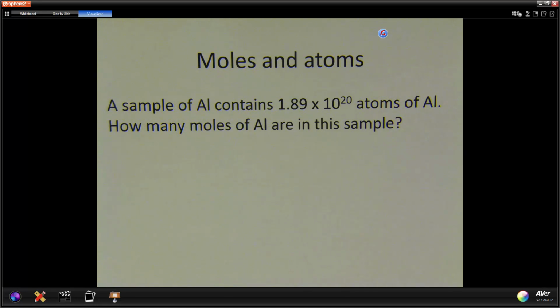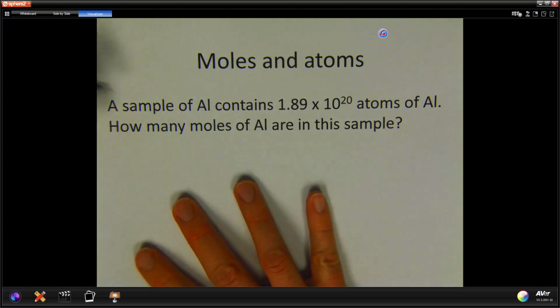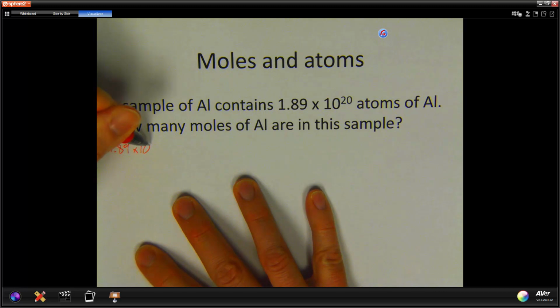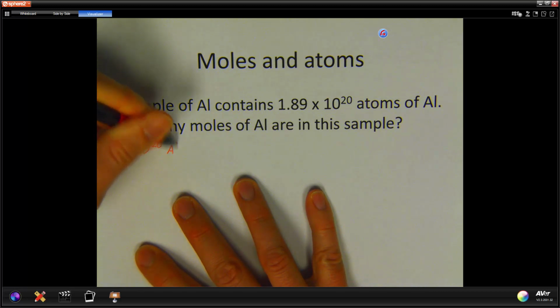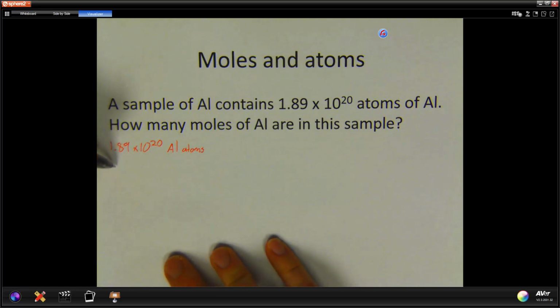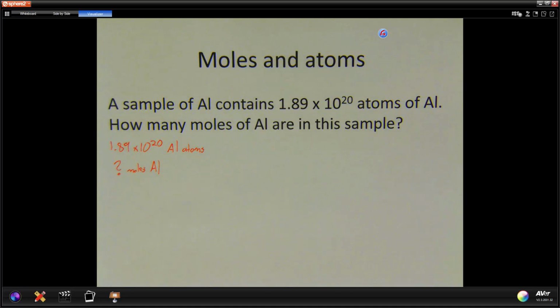Okay, so let's go ahead and try to solve this problem. So the number we're given, one number in the question, 1.89 times 10 to the 20th aluminum atoms. That's what we're given. The question is, I'm just going to write question mark, moles of aluminum. That's what we're looking for. This question is essentially like saying you have 45 donuts. How many dozen donuts do you have? We're answering this based on understanding the collection term.